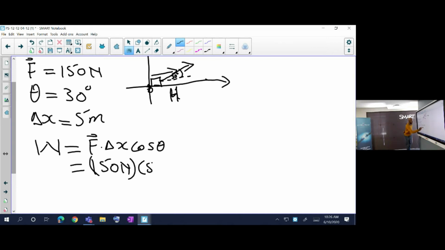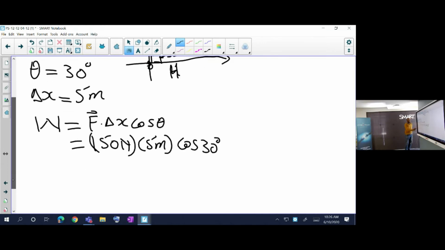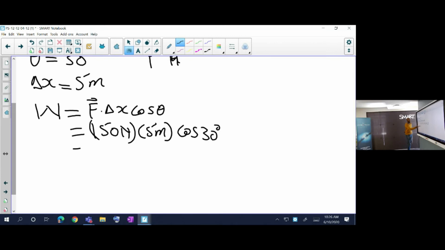We have 5 in meters. We have cos 30. Okay, obviously I told you that we're supposed to have some of the gadgets that you are just going to use. Calculator is one of them. Now I need you to have this answer. I can just work it out for you.